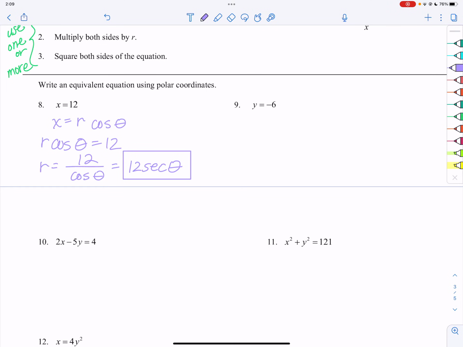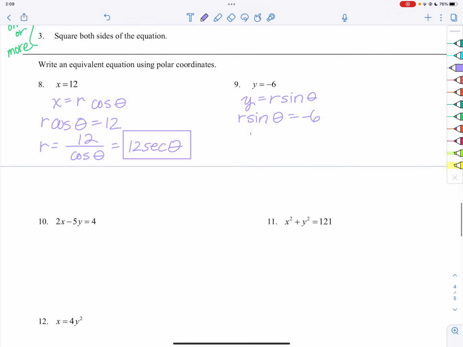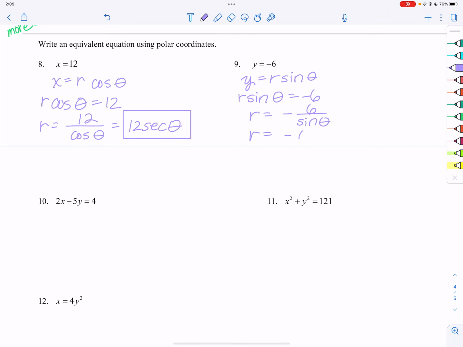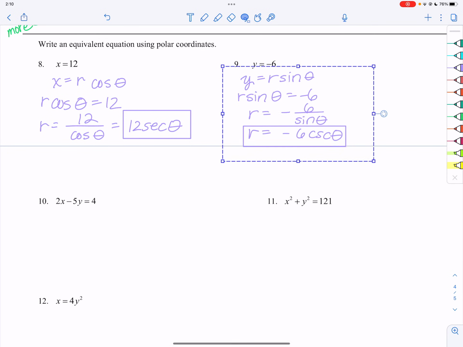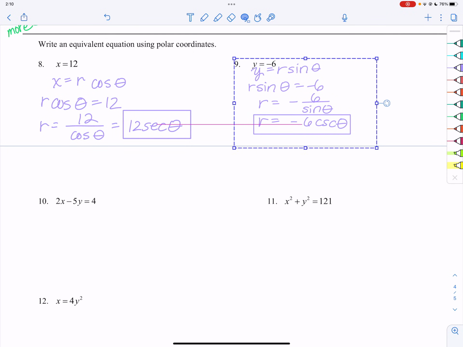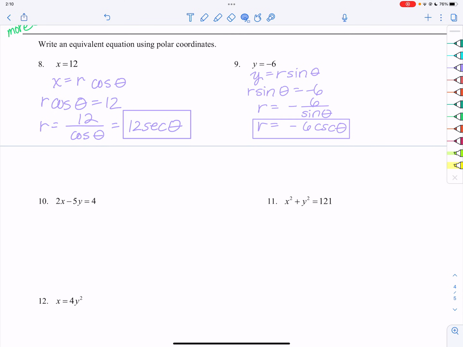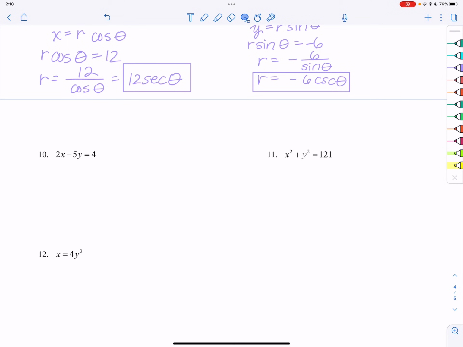Okay, in number 9, we have y equals negative 6. And we know that y equals r sine of theta. So r sine of theta equals negative 6. So r is equal to negative 6 divided by the sine of theta. And so r is equal to negative 6 cosecant of theta. Okay, now let's look at number 10.